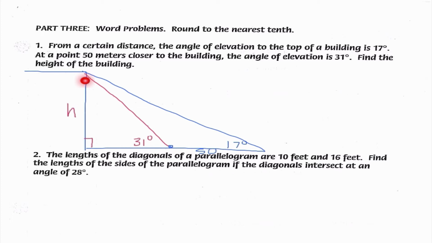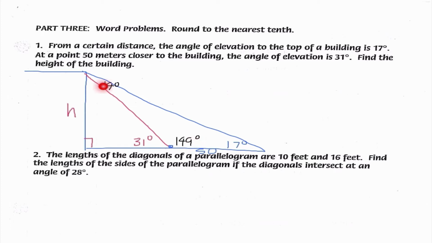Now, I think what makes this one kind of tough is that there are a lot of triangles. We have a right triangle here, we have a right triangle here, and then we have a non-right triangle. And I noticed that these two angles form a straight line, so their sum is going to be 180 degrees. So that angle ends up being 149 degrees. Now, since I know these two angles, I can find our third angle, which ends up being 14 degrees.